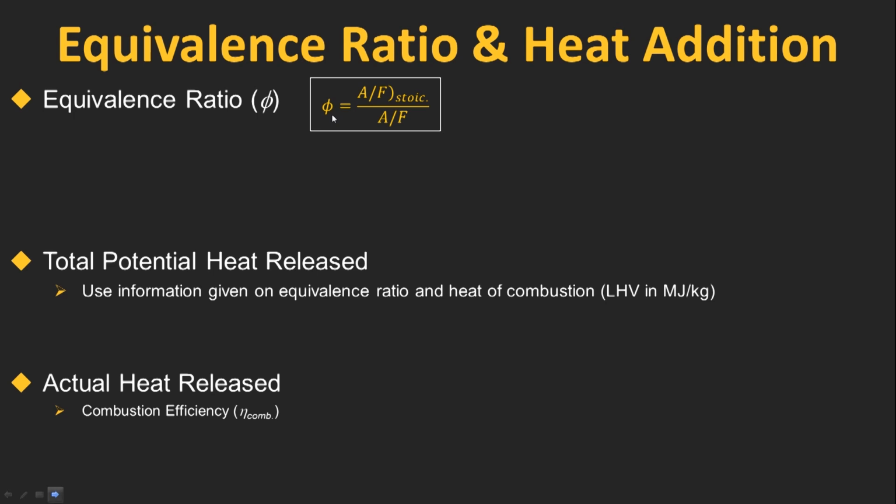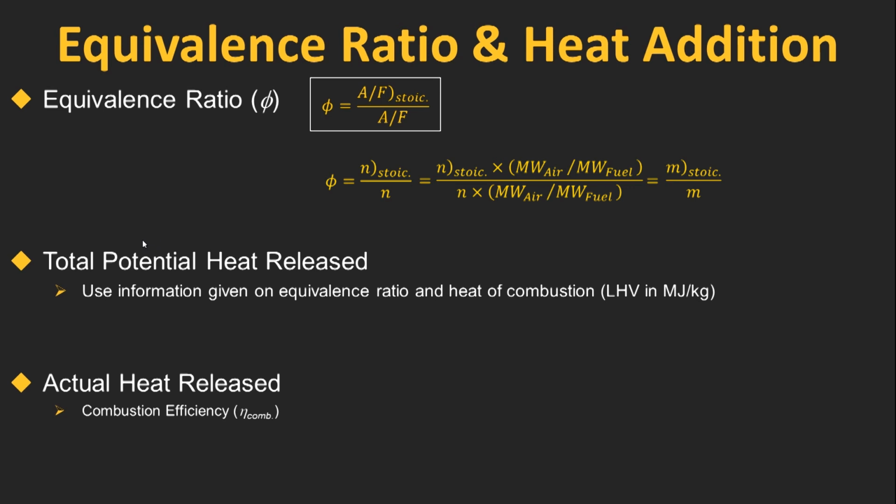Let us see why. We'll start with phi being defined on a molar basis as n of stoichiometric divided by n, where n is the molar air-fuel ratio. If we multiply and divide the numerator and the denominator by the molecular weight of air by molecular weight of fuel, this transforms it to m of stoichiometric by m, which are the mass-based air-fuel ratios. Therefore, equivalence ratio will be the same whether we think of it in molar or mass basis.